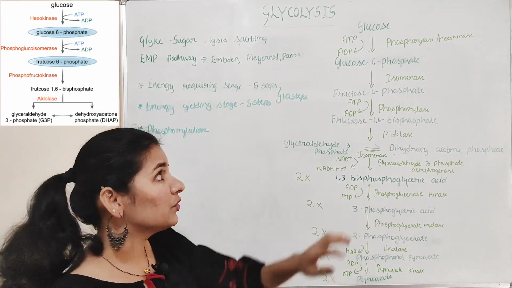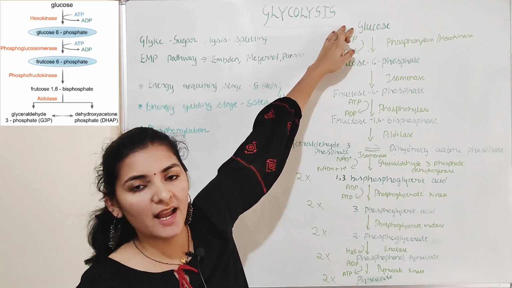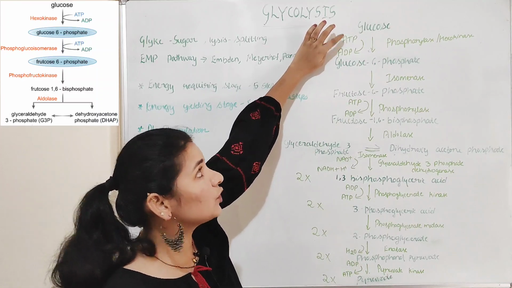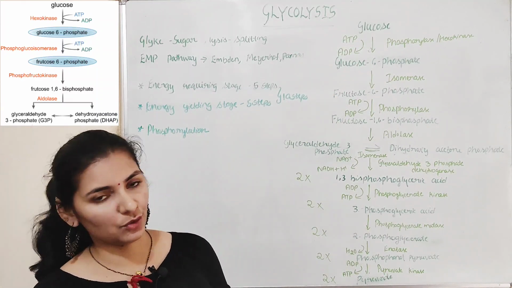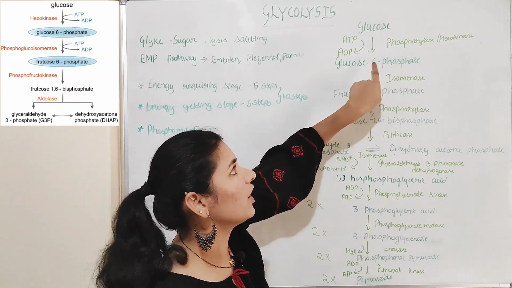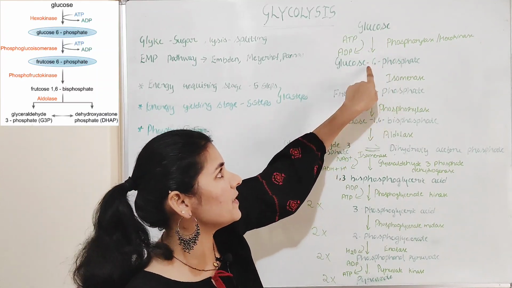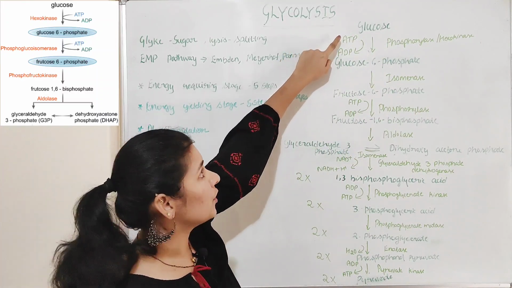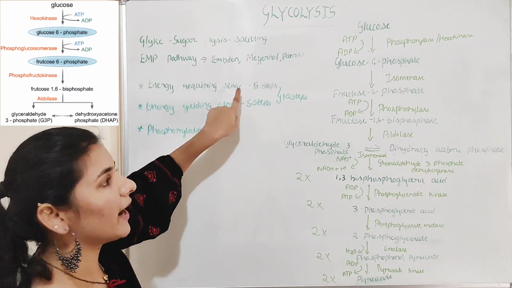In the first step, to the 6-carbon compound, that is glucose, a phosphate group is added, and this phosphate group is from the ATP. So a phosphate group from the ATP is added to the 6th carbon of the glucose. That changes glucose into glucose 6-phosphate. So here 6 refers to the 6th carbon to which the phosphate group is added, and that phosphate group is from the ATP. So ATP is utilized in this step, meaning it is an energy requiring stage.